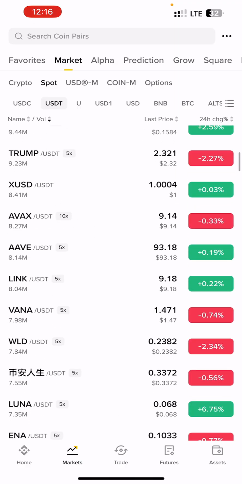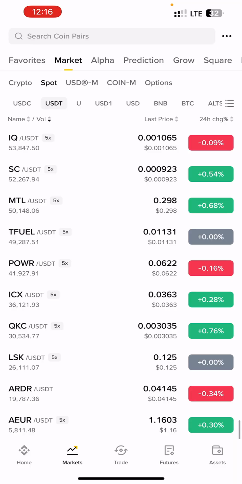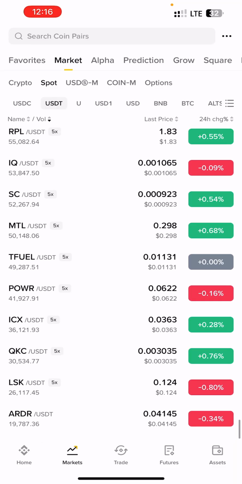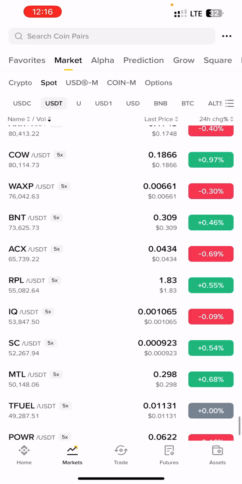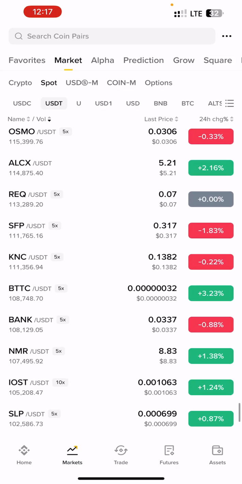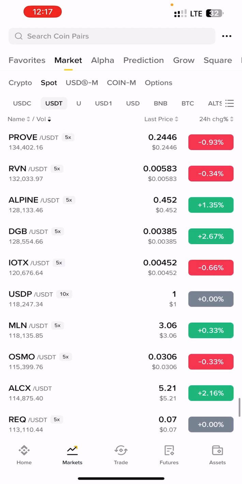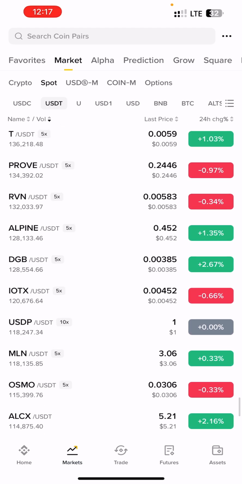There are about a million coins available here, and more coins are coming up every day. So there are a lot of coins here. What you need to do is check out the one you are trying to buy and the money you are trying to use to buy it, whether you are buying with USDC, USDT, USD, BNB, BTC, and so on.